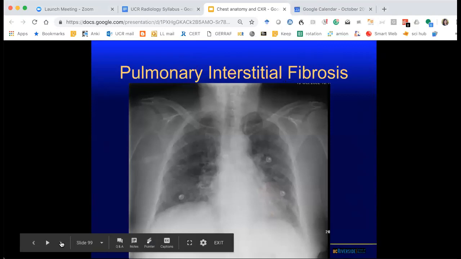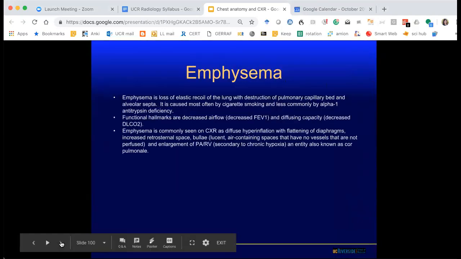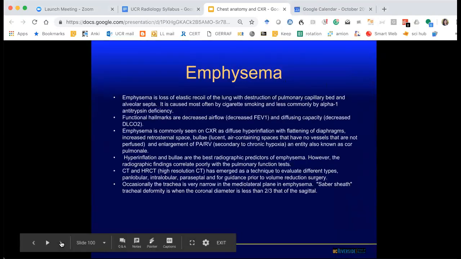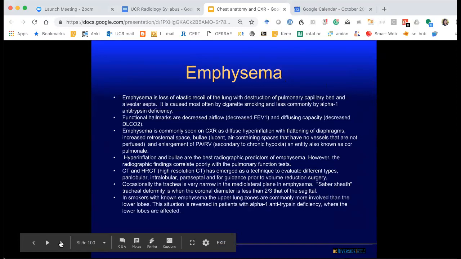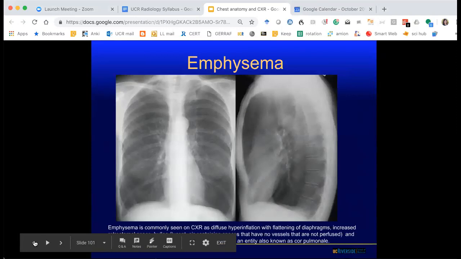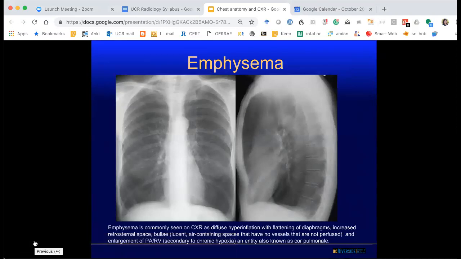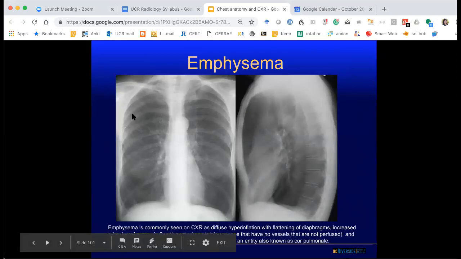Okay. Emphysema is when you have destruction of the lungs, typically from smoking. So patients lose the normal elastic recoil of the lungs, and so they get hyperinflation. So here, the rib spaces are enlarged, the diaphragm is flattened, and you have increased lucency because you have destruction of the lungs.